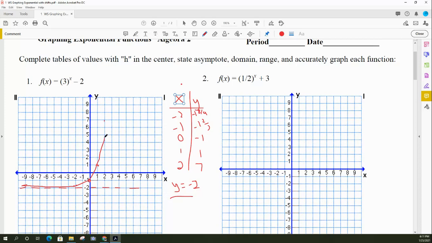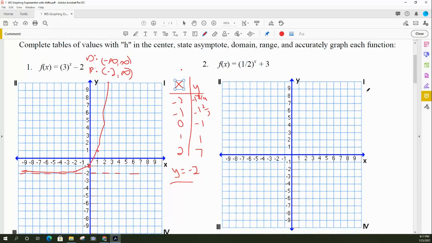We have ourselves an exponential growth function, which we knew because b was bigger than 1. And so our domain is all real numbers. Our range, everything greater than -2, so -2 to infinity. Right? We have all the information we need: table, asymptote, graph, domain, range.